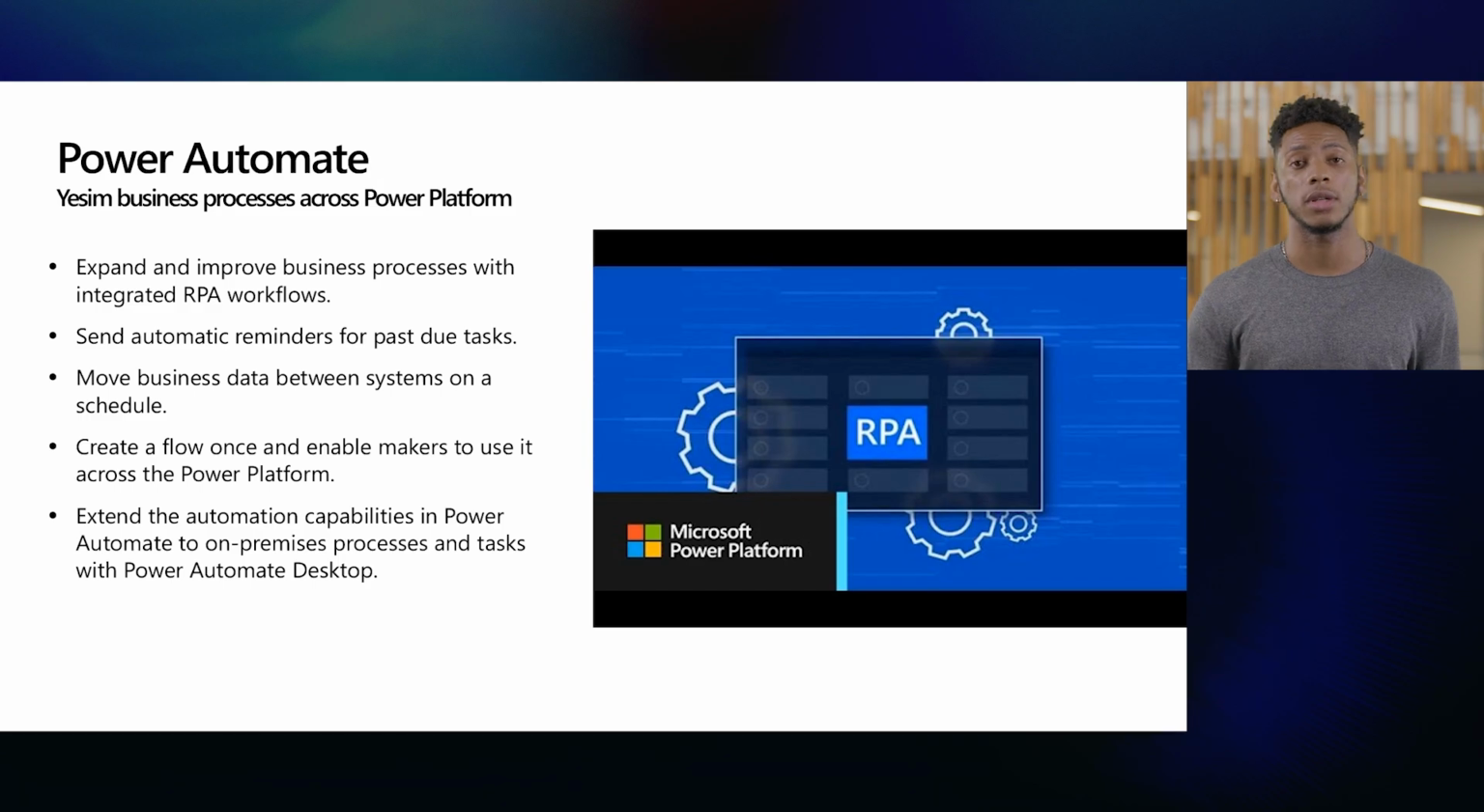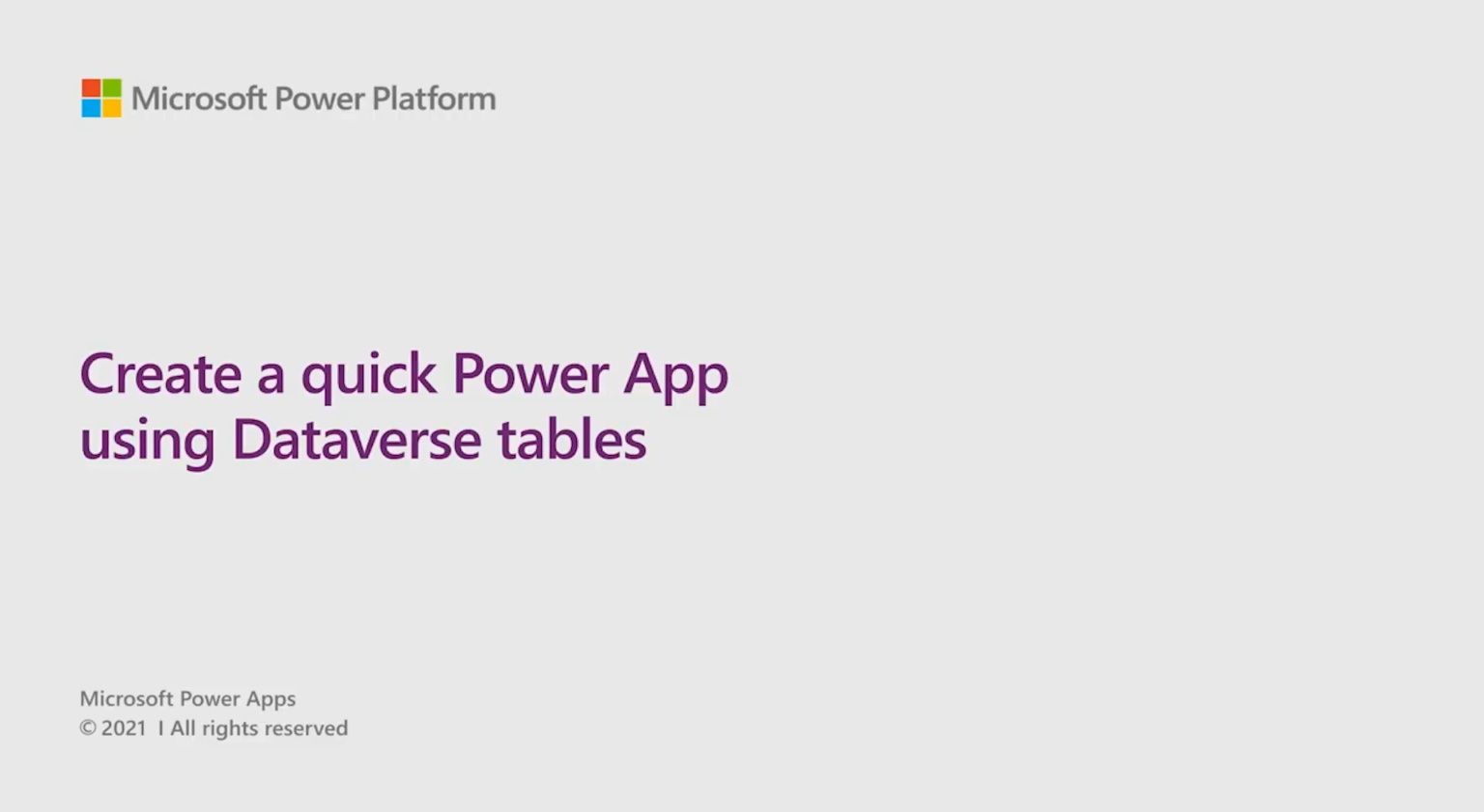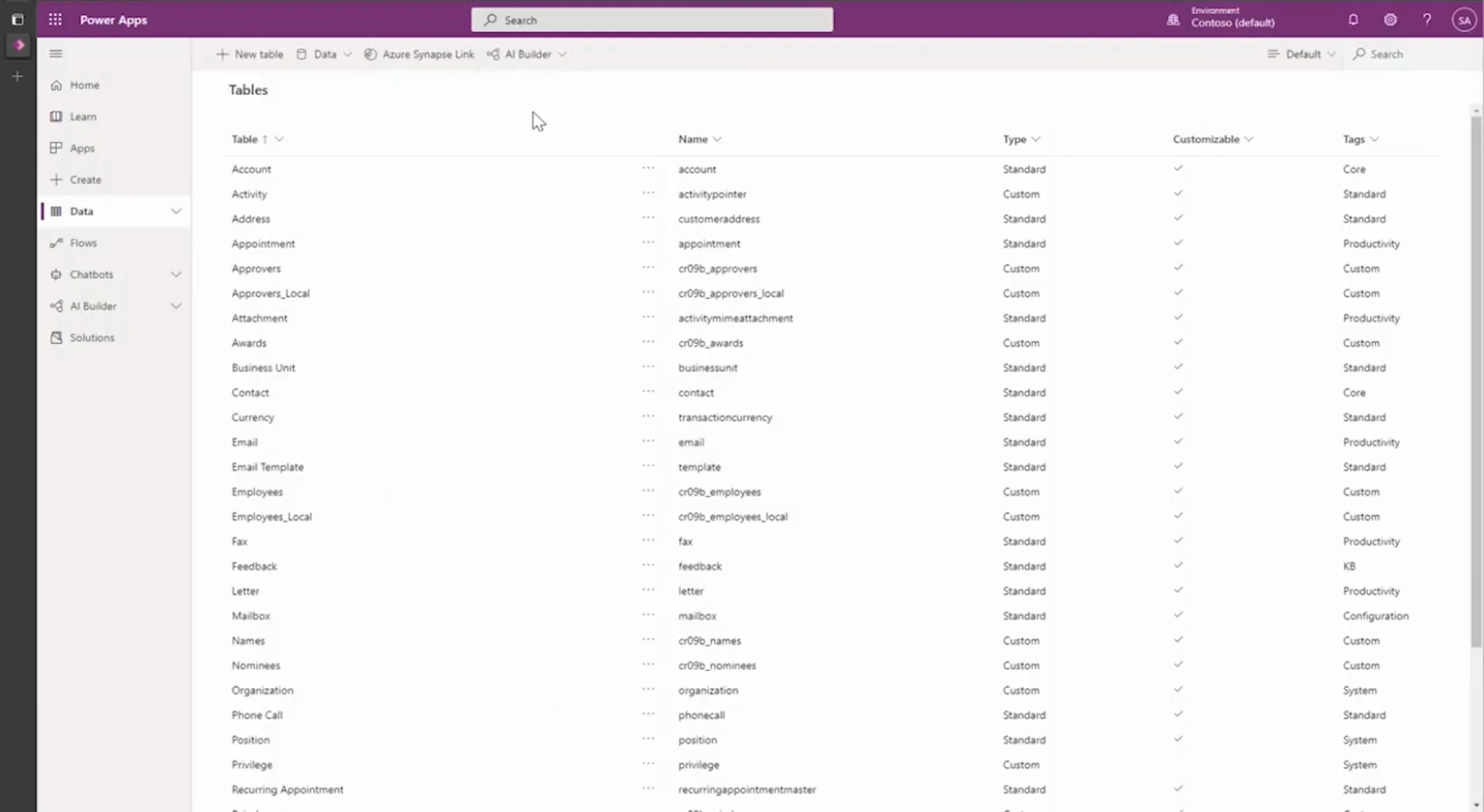For tip number 2, in this video, I will walk you through how to create a quick app using the data you have in Dataverse. Power Apps can create an app that contains 3 common screens for you based on your data source. The app will have a gallery that displays records, a page for viewing record details, and a page that allows for editing or creating records.